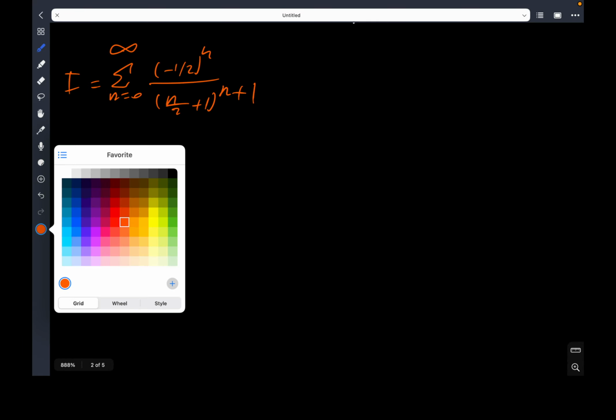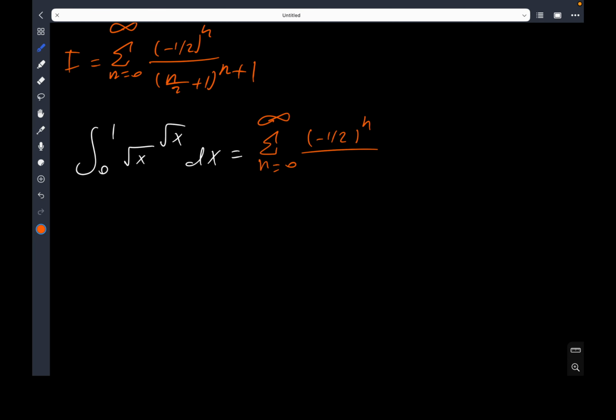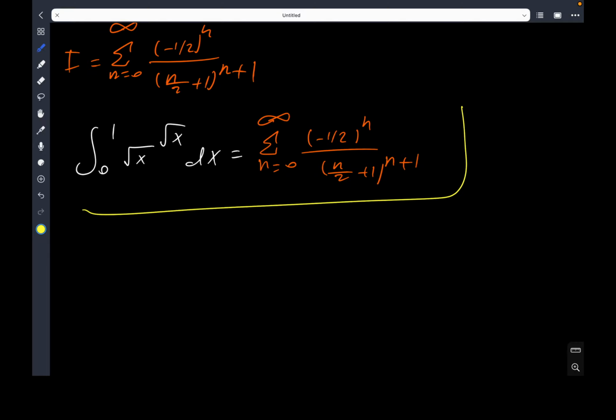Therefore, the integral from 0 to 1 of x^(x^(1/2))... of root x to the root x dx is the infinite sum from 0 to infinity of (-1/2)^n over (n/2 + 1)^(n+1). And that is the final answer of our integral right here.